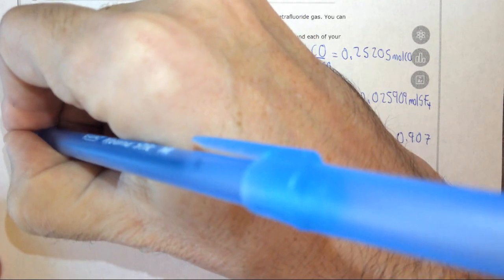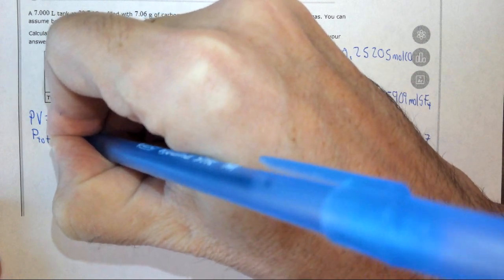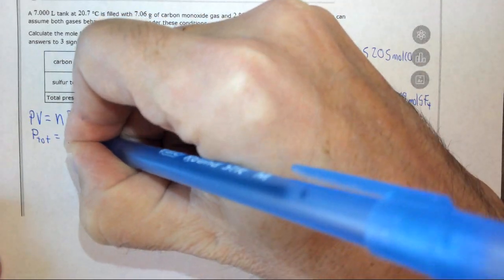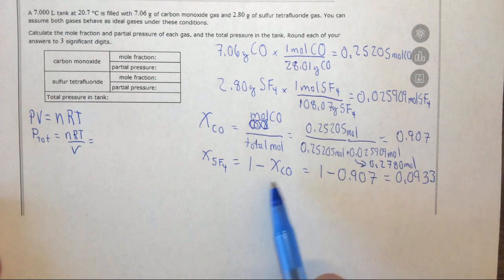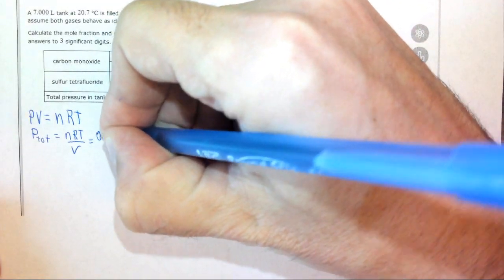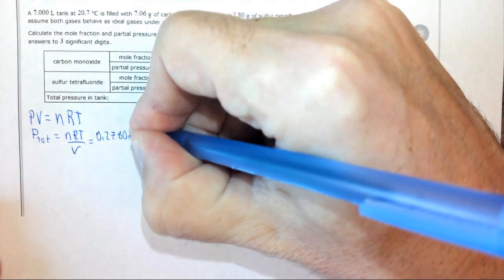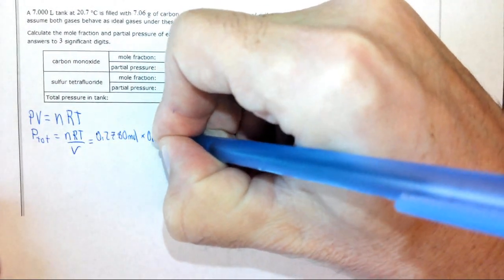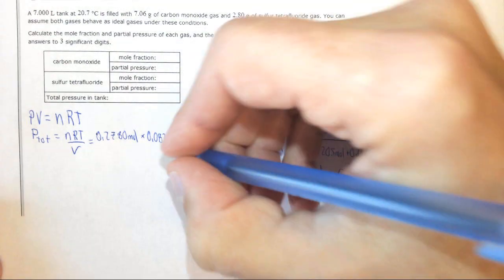Our goal is to solve for the total pressure, P. So the total pressure is equal to nRT over V. Well, we have the total number of moles. I found that when I did the mole fraction, because I have to divide by the total number of moles. So I want to do 0.2780 moles as the total number of moles. The ideal gas law constant is 0.08206. That's liter atmospheres per mole K. I'm not going to write out the units because I'll run out of space.